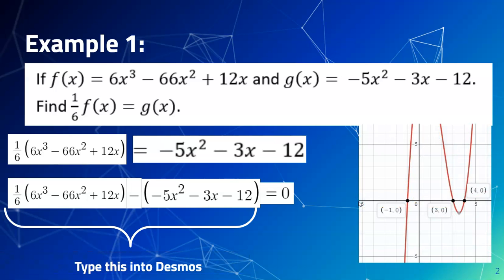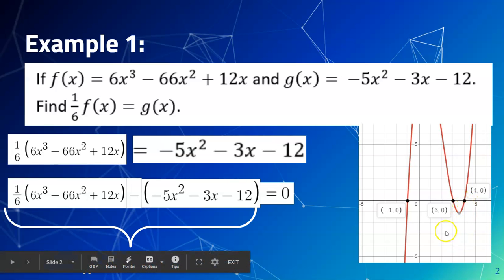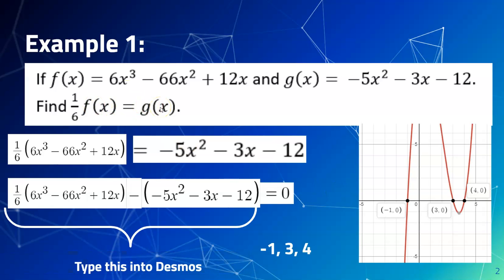And when you graph it, then you're looking for the zeros, just like we've been looking on many of our problems lately. So I would get three answers: -1, 3, and 4. Would be three places where this statement is true.